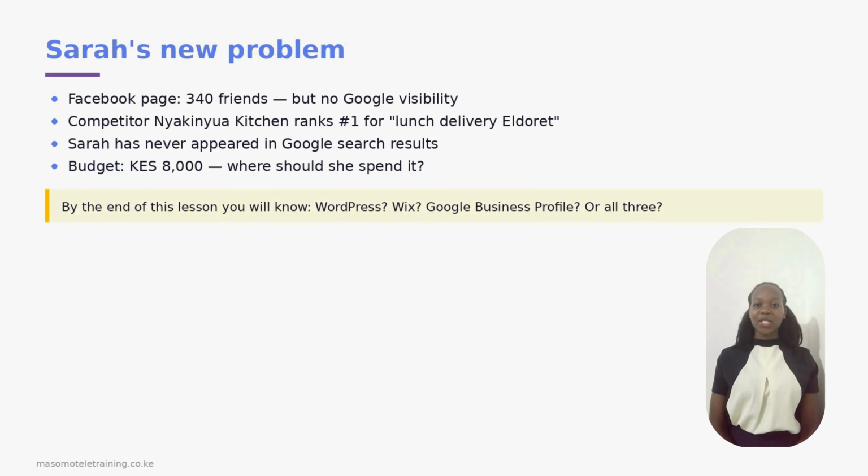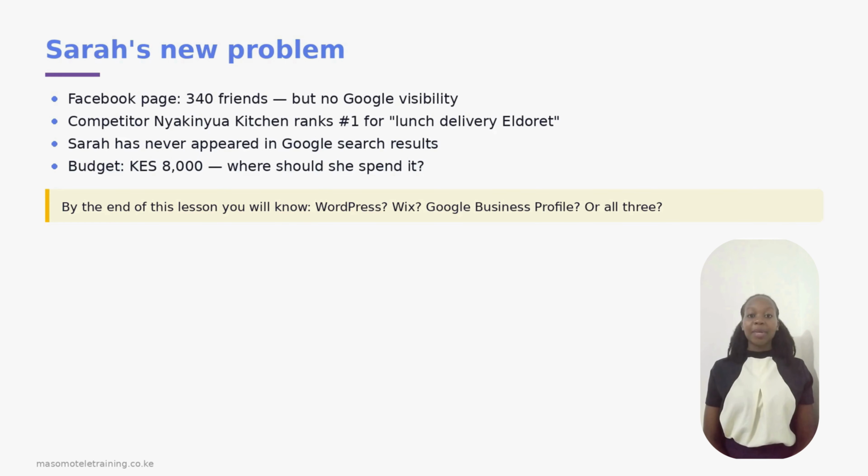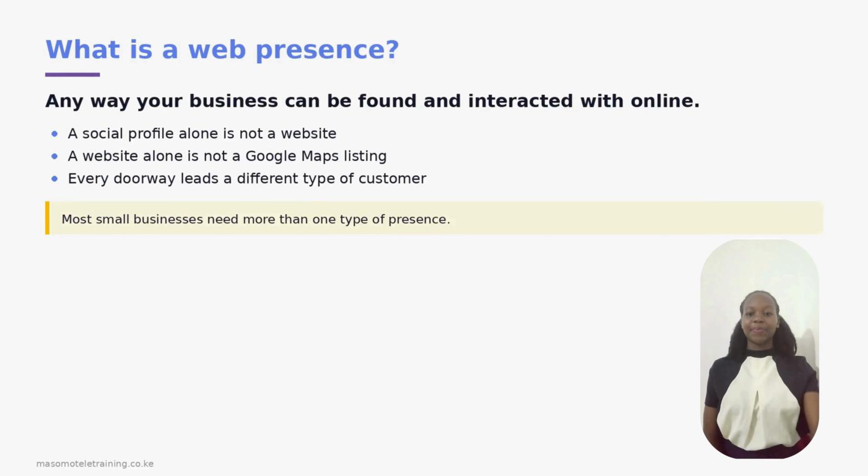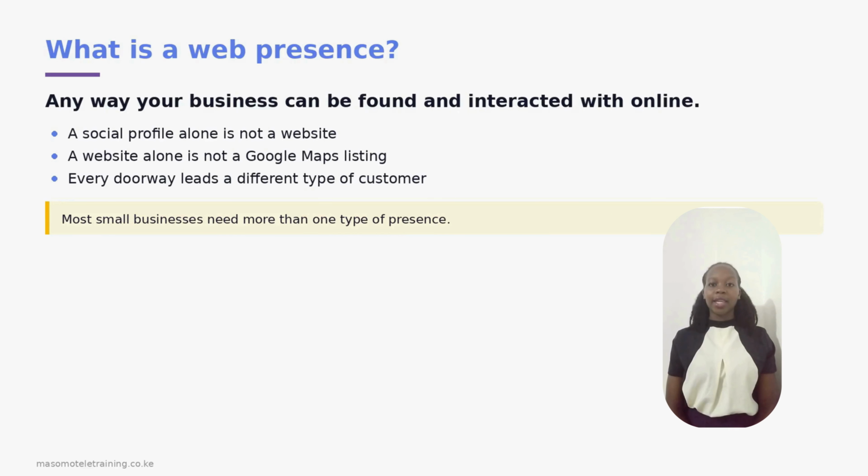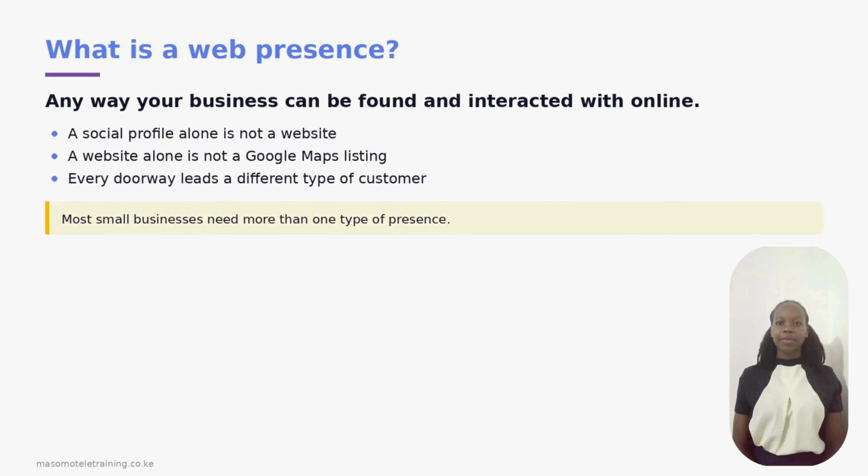Should she build a WordPress site? A Wix page? Just claim a Google business profile? All 3? By the end of this lesson, you will know. A web presence is simply any way your business can be found and interacted with online. Most businesses need more than one. A social profile alone is not a substitute for a proper website, and a website alone is not a substitute for being findable on Google Maps.